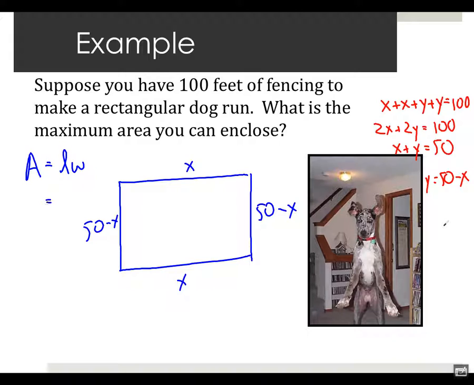Rectangle is length times width, so what's the length of that rectangle? Well, x, and what's the width? 50 minus x. Okay, so that gives me negative x squared plus 50x. Did a little bit of algebra there. There's my equation. And I'm going to get all fancy in my pantsies here and write it this way. Woo! That's the area in terms of x.